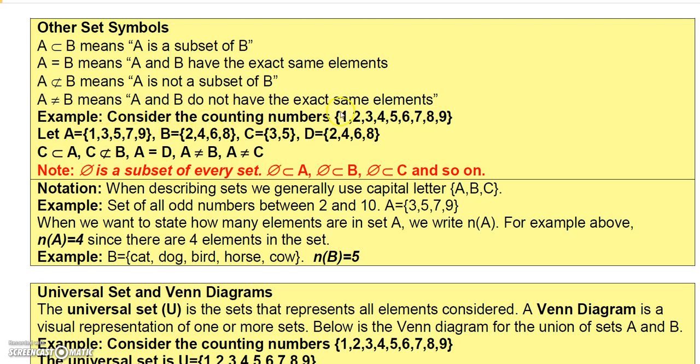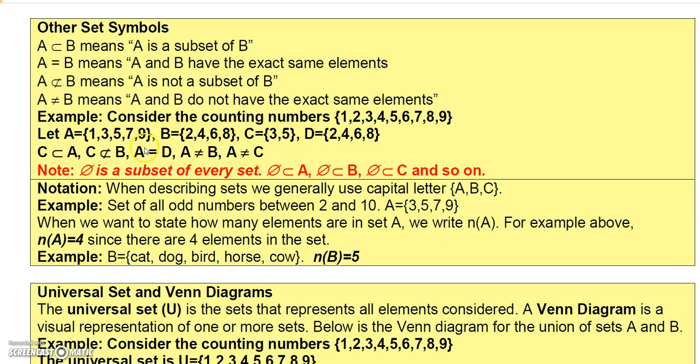So consider these sets. Let's say we're talking about the counting numbers 1 through 9, and A is the set 1, 3, 5, 7, 9, and B is the set 2, 4, 6, 8. And C is the set 3, 5, and D is the set 2, 4, 6, 8. Now, C is a subset of A because the elements in C are also in A. C is not a subset of B, though.